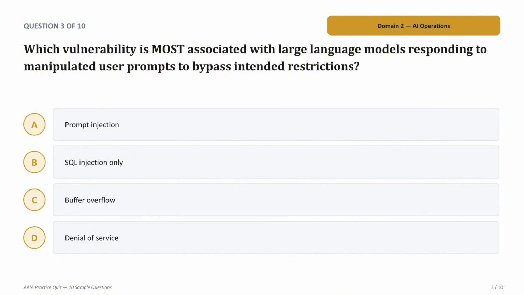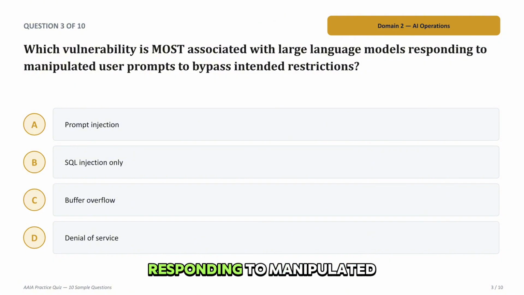Question 3. Which vulnerability is most associated with large language models responding to manipulated user prompts to bypass intended restrictions? A. Prompt injection. B. SQL injection only. C. Buffer overflow. D. Denial of service.